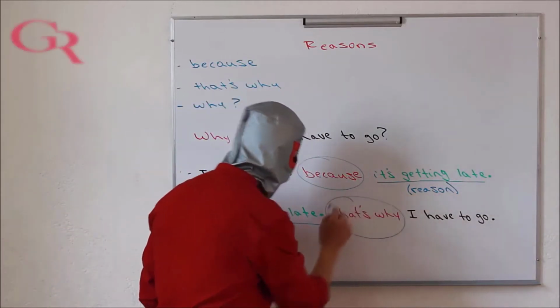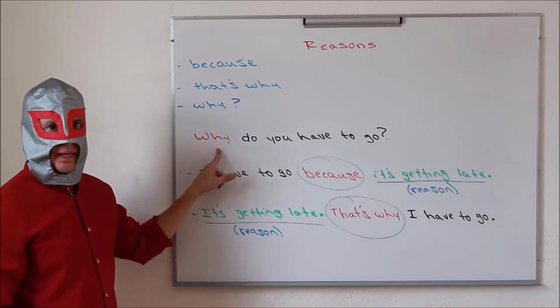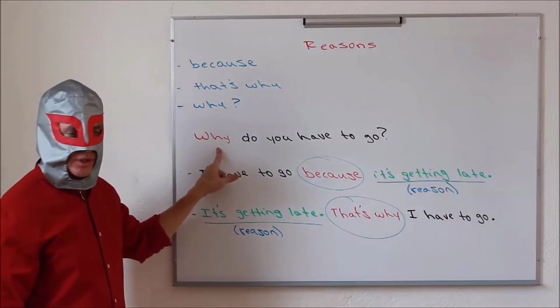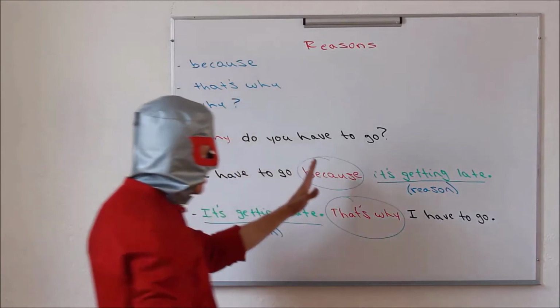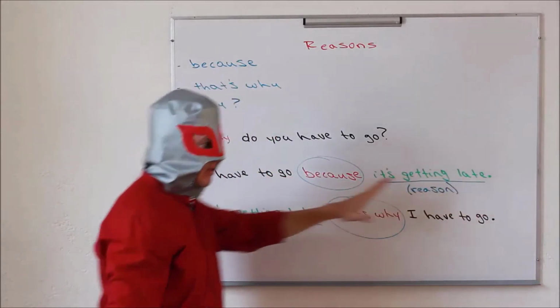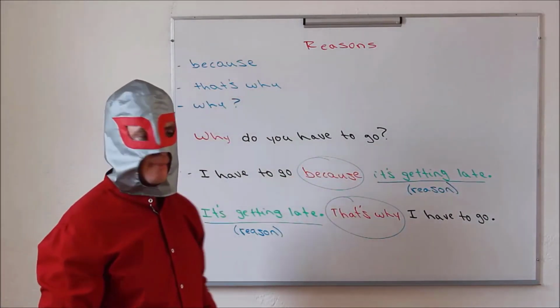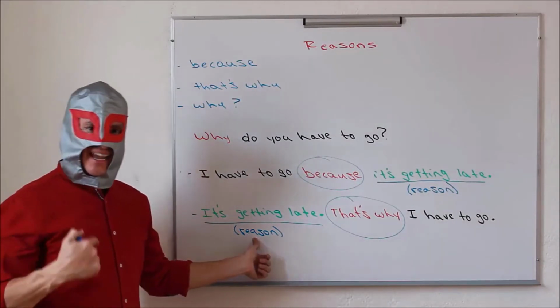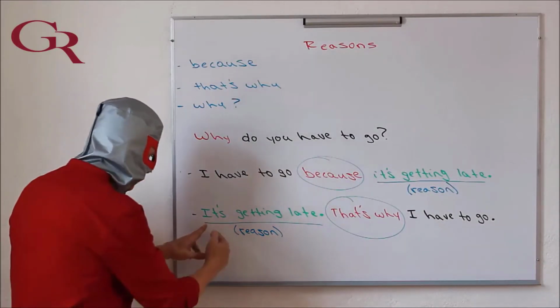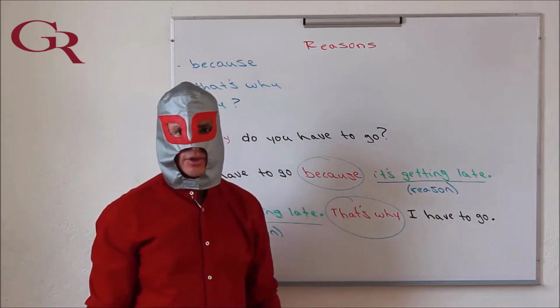Okay? So, once again, if I'm asking a question, we're going to use why, as in, why do you have to go? If I'm going to give a statement, and I'm going to say the reason after, then I'm going to use because. I have to go because it's getting late. And if I'm going to, in a statement once again, state the reason first, it's getting late, then I want to use that's why I have to go.